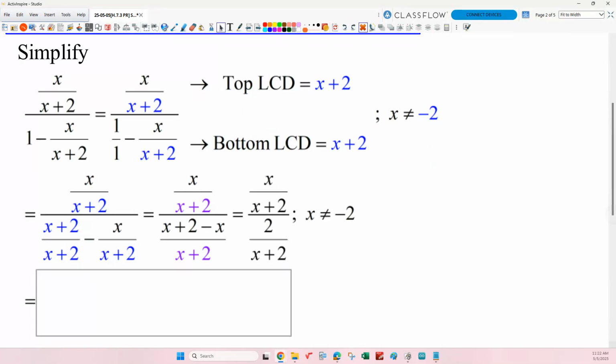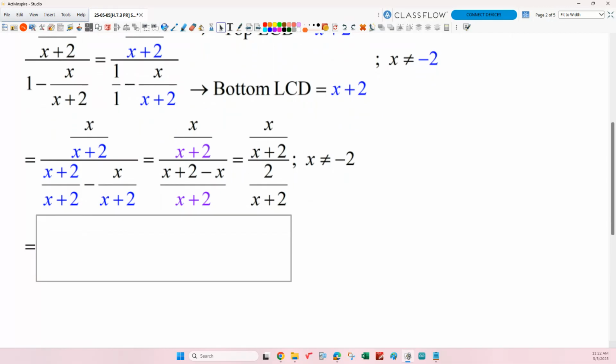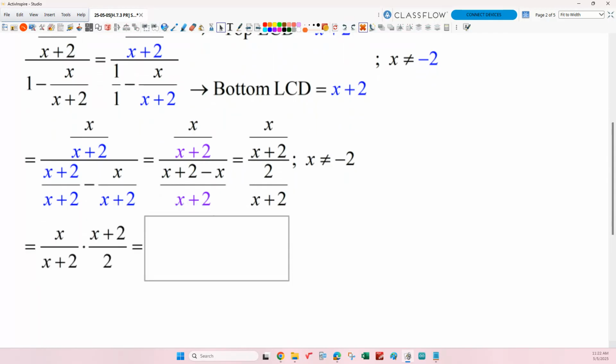Okay, what's my next step? Okay, what am I flipping? Bottom. Yep. So, flip the bottom, change the sign. What can I do from there?